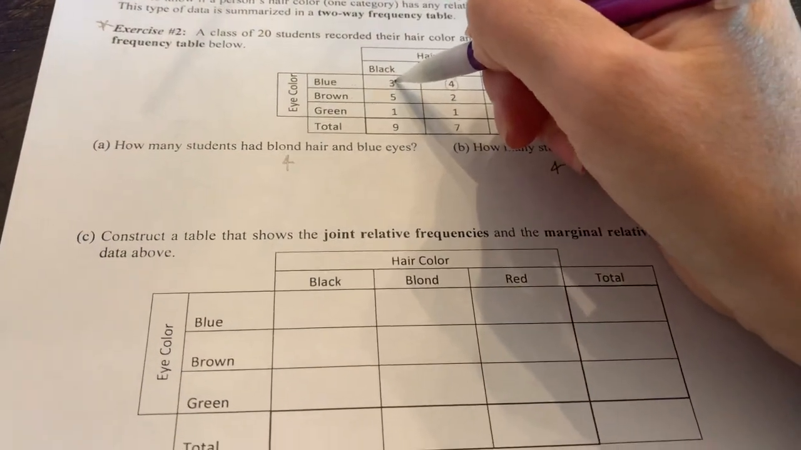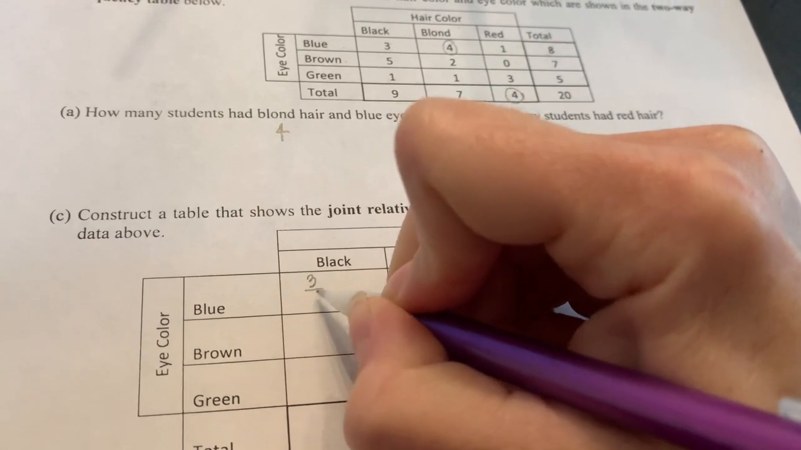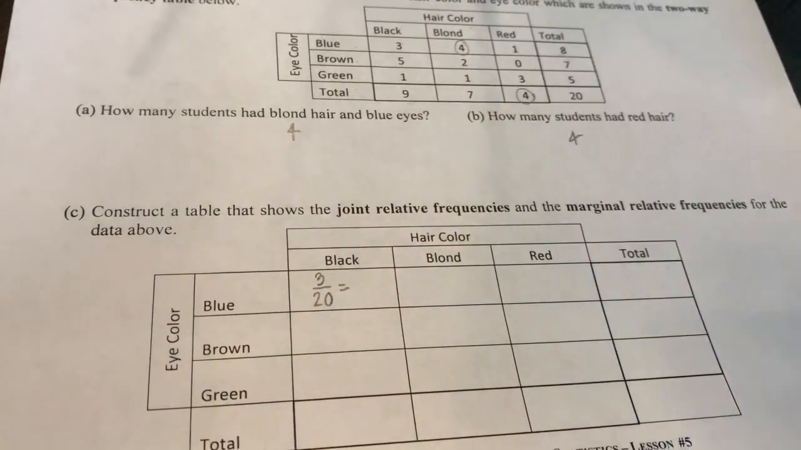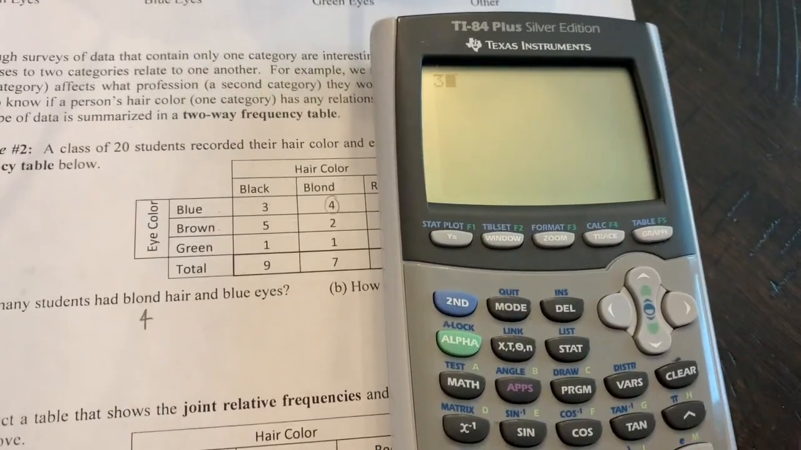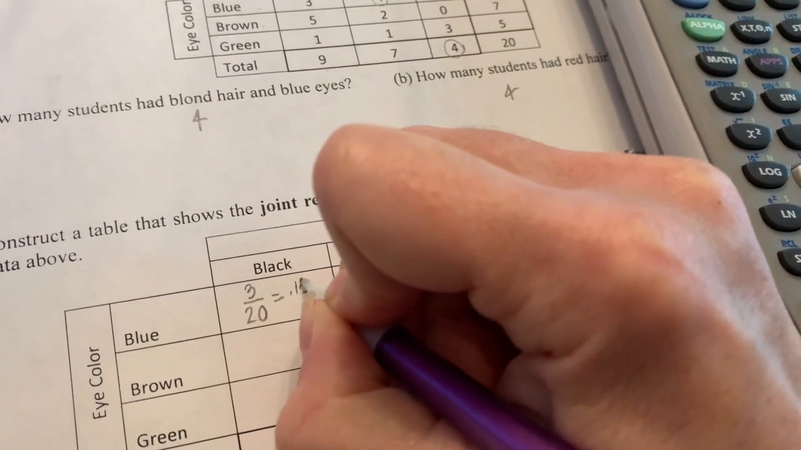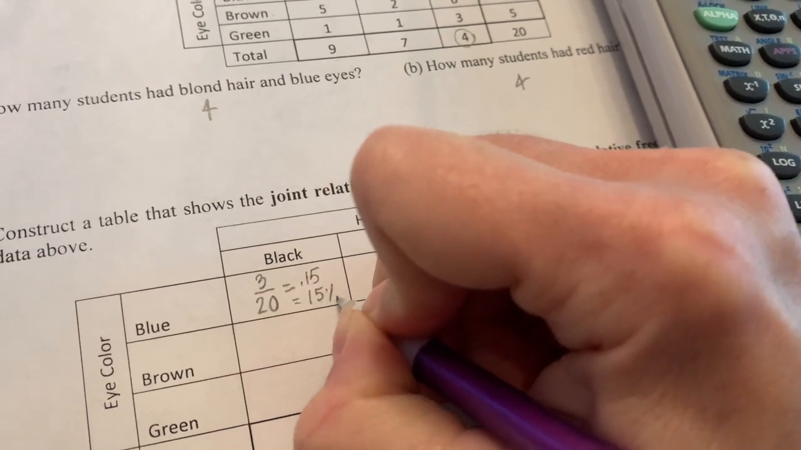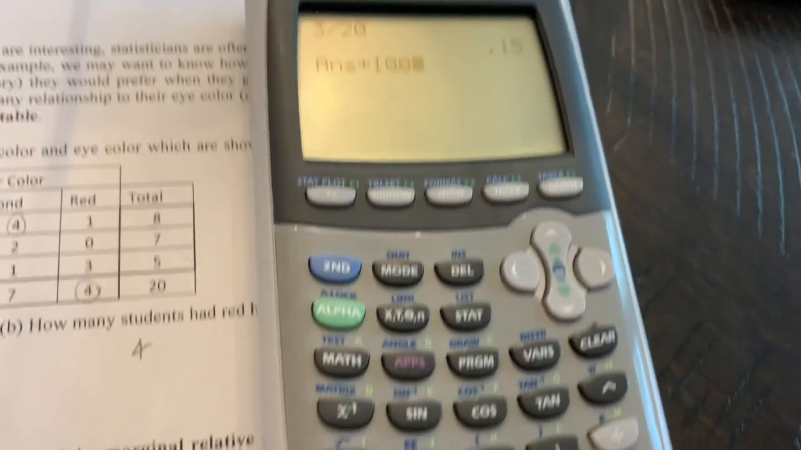If there were 3 kids who had black hair and blue eyes, that's 3 kids out of the total of 20. Okay? So you can just use your calculator for that. You're going to do 3 divided by 20. Oh, it would help if my calculator was on. 3 divided by 20, which is 0.15, which is 15%. And remember, if you're still not good with percents, you just take this and multiply it by 100. Okay?